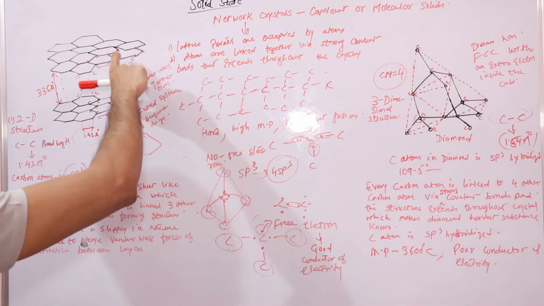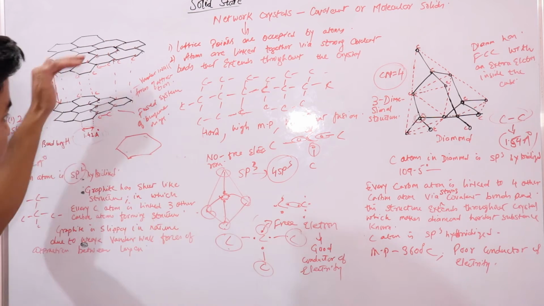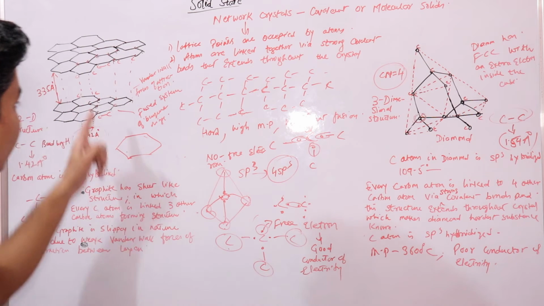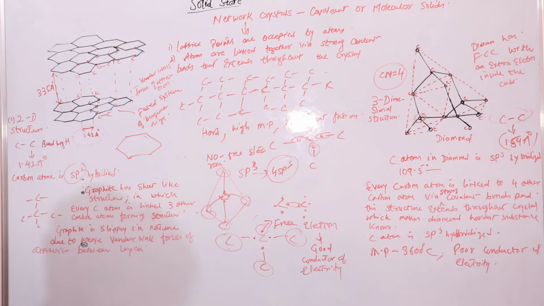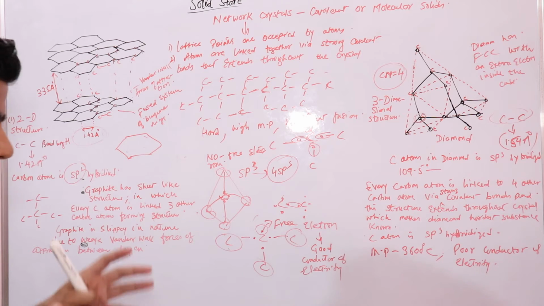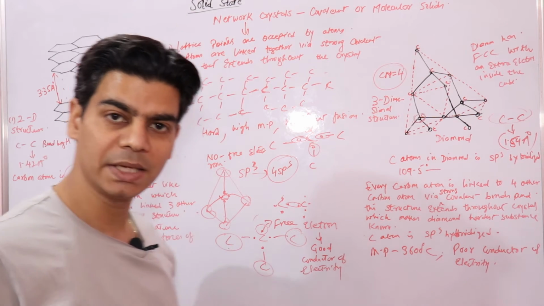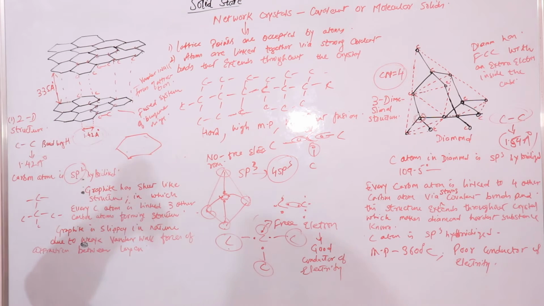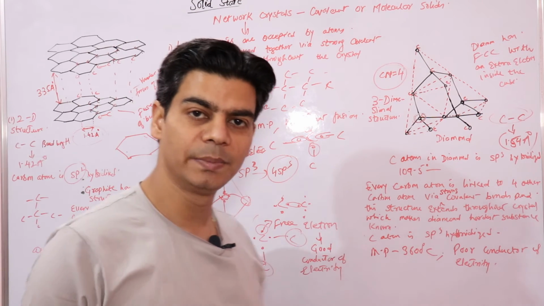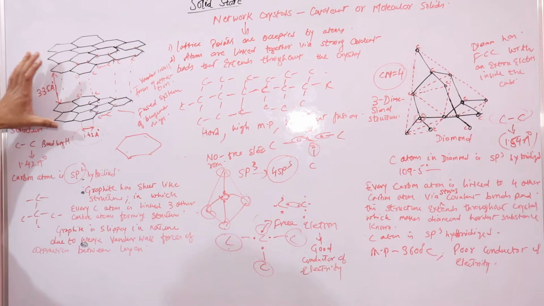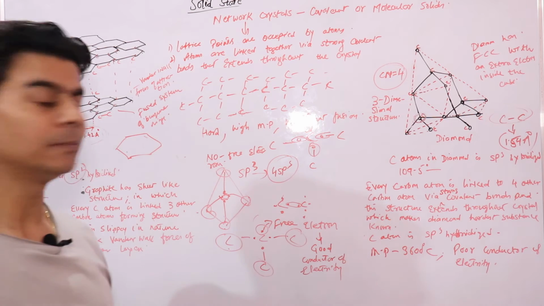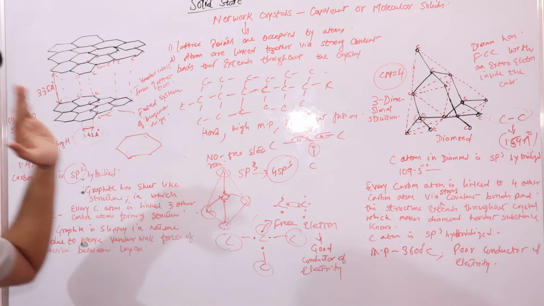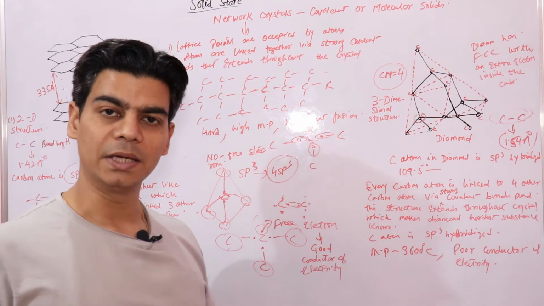So we have weak van der Waals force of attraction between these two layers, because they cannot form normal carbon-carbon covalent bonds. And this weak van der Waals force of attraction makes it less dense than diamond. So if a question is asked, why is graphite less dense than diamond? To be exact, it is because of weak van der Waals forces of attraction between the layers that graphite is less dense than diamond.